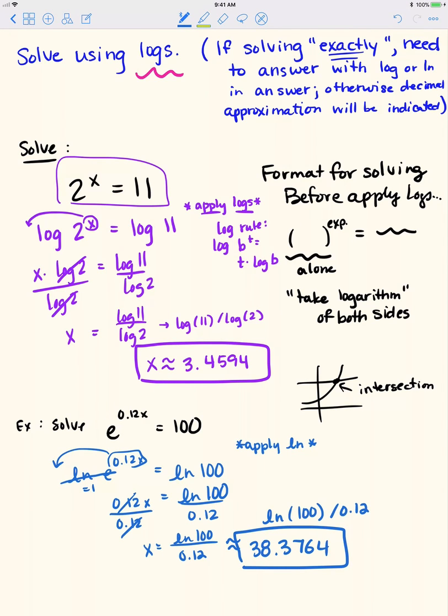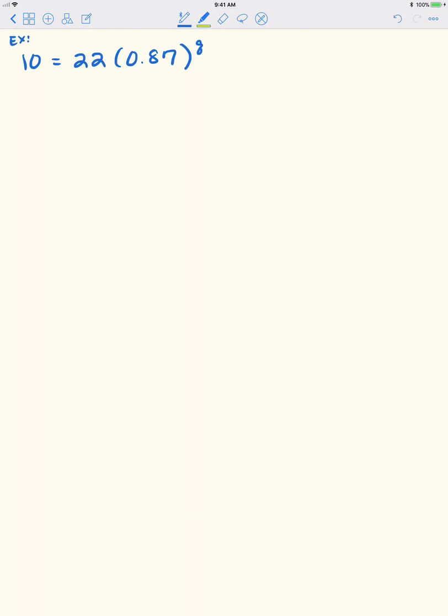If you go back to the formatting thing that I mentioned before, you really do need to make sure that the base that has the exponent is alone before you take the logarithm of both sides. So in this example, I'm going to go ahead and divide away the 22 so that the 0.87 to the q power is alone, and then I can apply the logarithm best. So if I just divide both sides by 22, when you do 10 over 22, if it's a decimal, you're better off leaving it as a fraction, a simplified fraction.